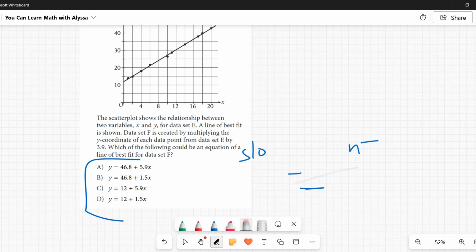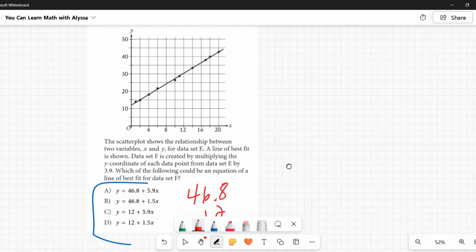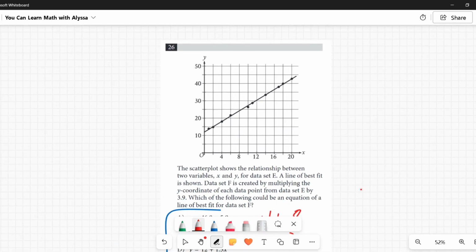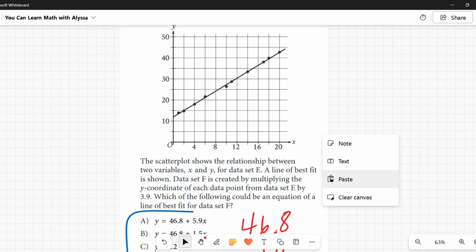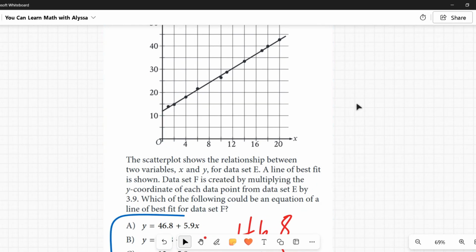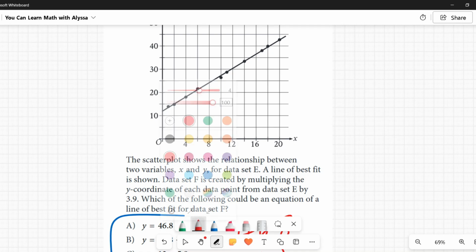So let's look at the y-intercept first. Which of these seems more likely, 46.8 or 12, for this new line? Let's look again at what we know about this line. I'm going to zoom into just our graph here. There we go. Okay, so this is our data set E. Then we have this new line of best fit for data set F. And data set F multiplies just the y-coordinate, not the x-coordinate too, just the y-coordinate for each point by 3.9.